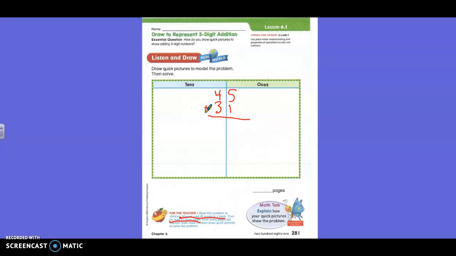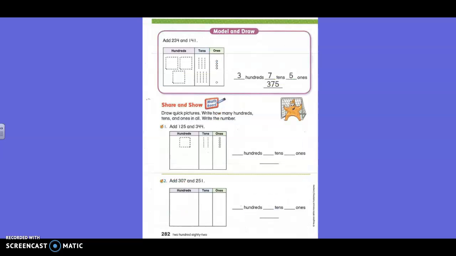5 plus 1 is what? Everyone? 4 plus 3 is? Okay, how many pages did he read? 76. Okay, once you have that, you can write it on the bottom. Turn to the next page.